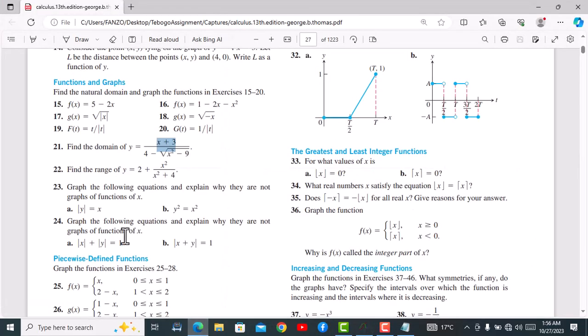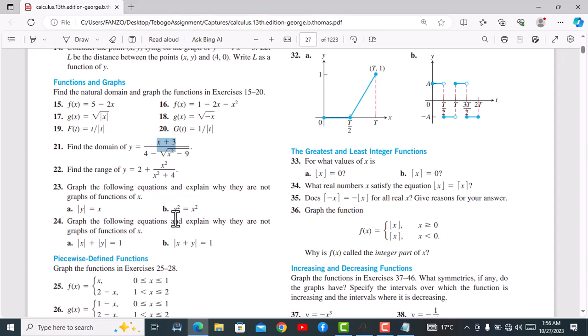And then once that is done, please do try to practice this one. Graph the following equation and explain why they are not functions. Unfortunately, we will not be able to do this one. And this one, we can graph this one. y squared equals x squared.